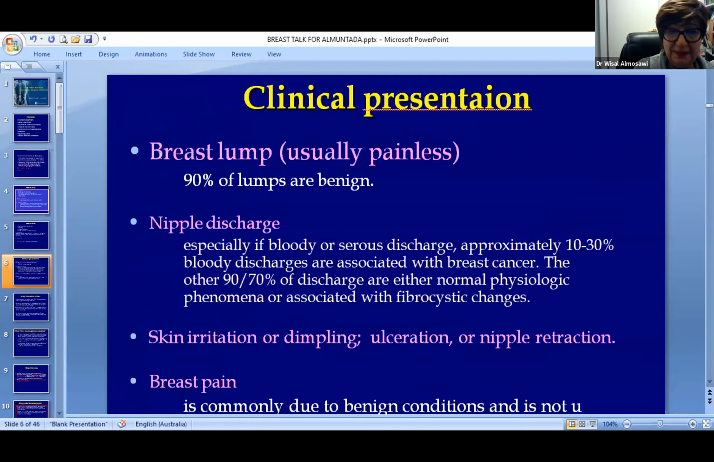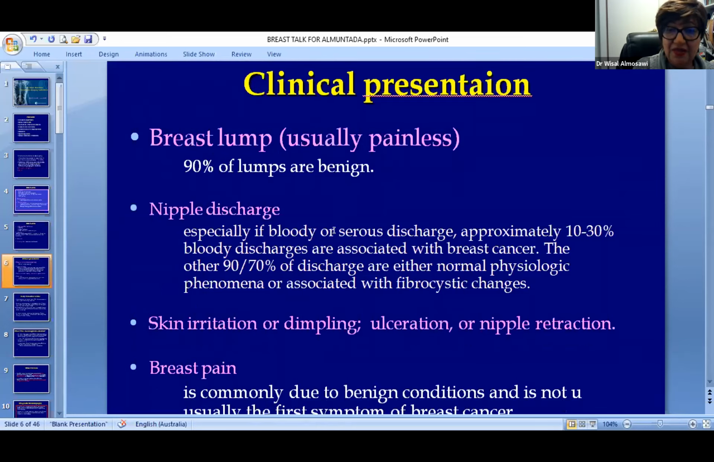So usually it's a breast lump, which is usually painless. But we need to know that 90% of patients presenting with breast lumps will end up being benign, so it's not really that worrying of a sign. Another presentation is with nipple discharge, especially if it's a bloody or serous discharge.